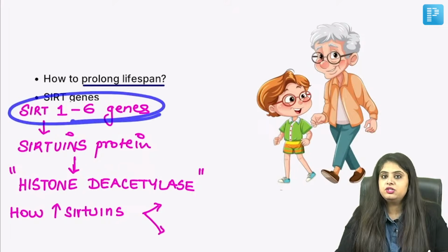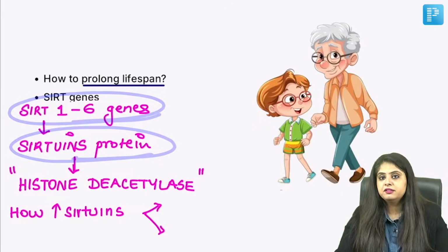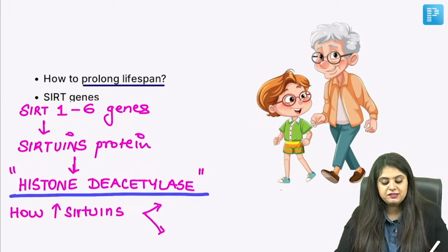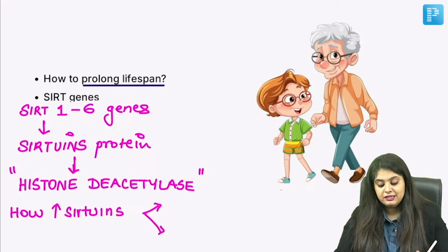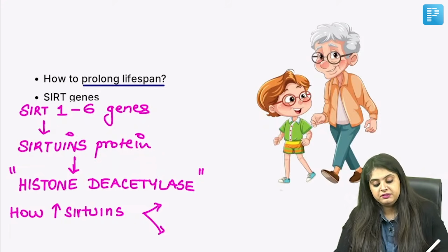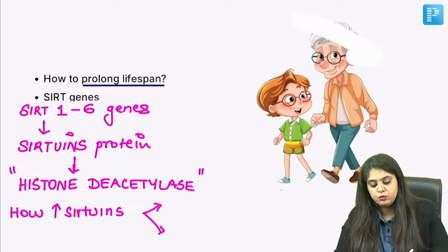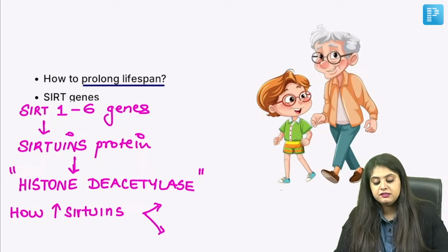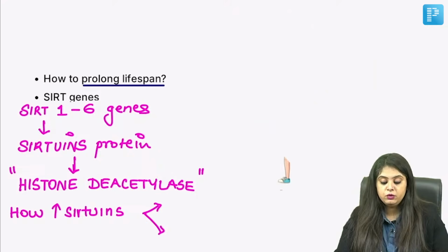God has given me Sirt genes. Sirt will make what? It will make Sirtuin proteins, and that is a histone deacetylase. What will Sirtuin do? Sirtuin is really going to help me. This histone deacetylase will help me in doing a lot of things.